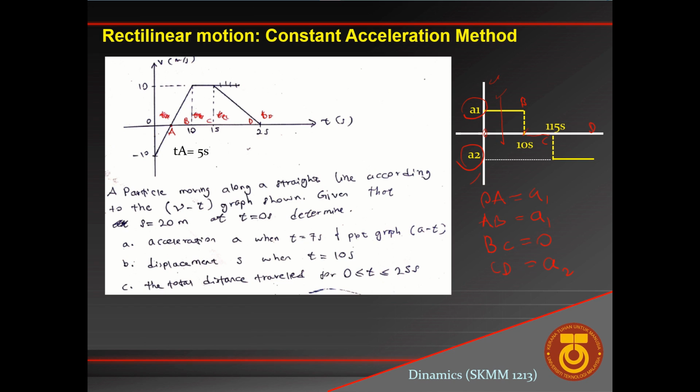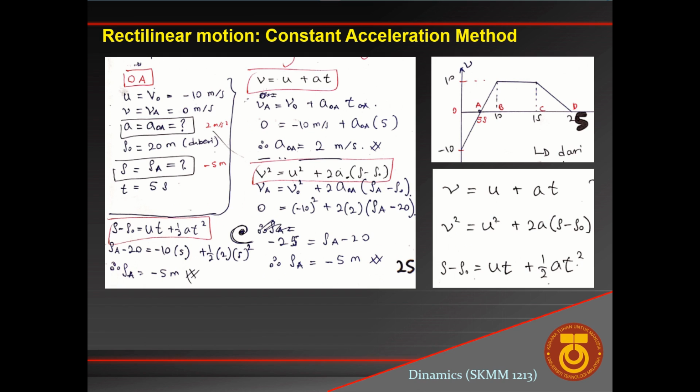So when you use the constant acceleration method, the first one is to analyze segment O to A. Let's put here a list of all the things that I know.